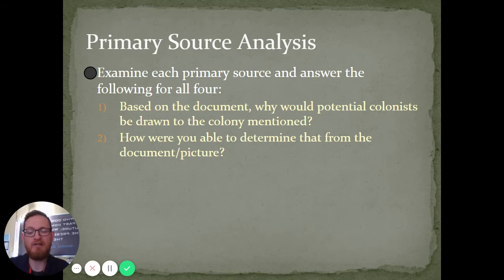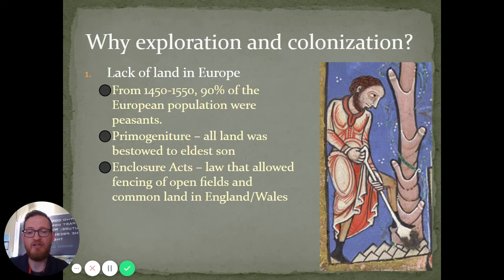So, you're going to start today. You're going to have a primary source analysis to do where you're looking at primary sources and then answering these two questions for each of them. So, why exploration and colonization?